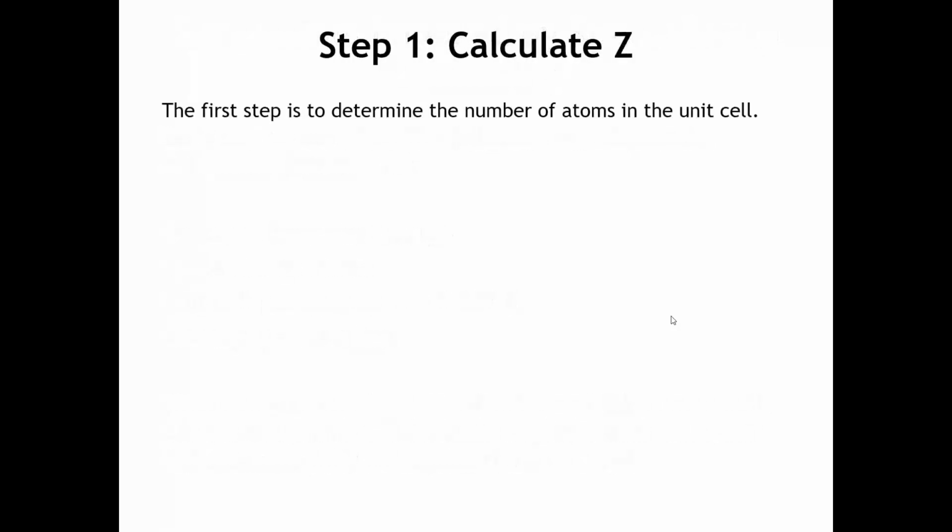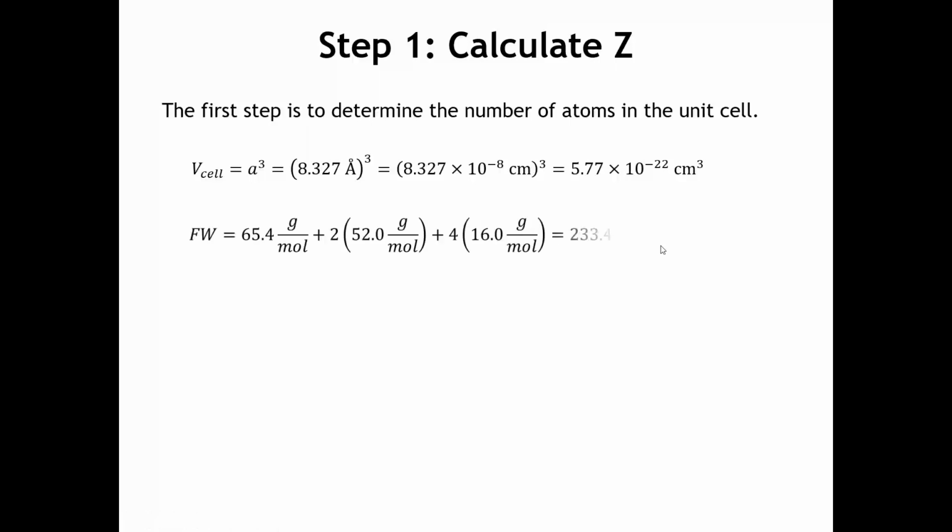So the first thing we want to do is to calculate z. And so we're going to use the formula we had a couple slides back. First, we need to know the volume of the unit cell. Our cubic unit cell edge is 8.327 angstroms. And if we convert to centimeters and cube that, we get 5.77 times 10 to the minus 22 cubic centimeters. The formula weight is 1 times the molar mass of zinc, plus 2 times the molar mass of chromium, plus 4 times the molar mass of oxygen, and that gives us 233.4 grams per mole.